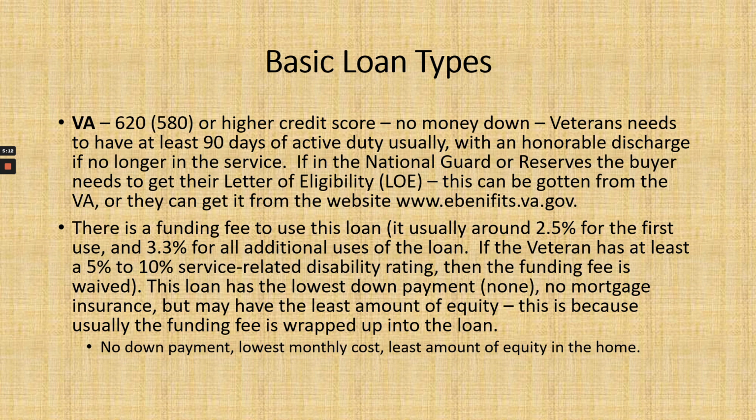So this has a low down payment, none, no mortgage insurance because the VA guarantees the loan, but it has the least amount of equity. So say you buy a $200,000 home, but you need 2%, 2.5% in there. That's around $5,000. So instead of a $200,000 home, you're now buying a $205,000 home because of that funding fee. Unless you have a disability, you can get rid of that funding fee. But usually the funding fee is wrapped up into that loan.